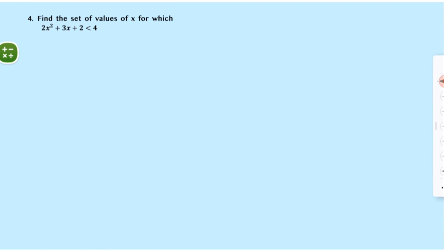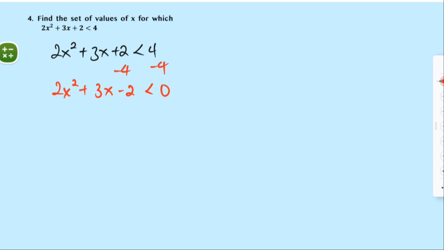Question number 4. Find the set of values of x for which 2x squared plus 3x plus 2 is less than 4. Okay, that's a quadratic inequality. That's why it even says set of values. So we're just going to work this out as normal. Let me write this down first. Start by subtracting 4 on both sides to isolate this. So we have 2x squared plus 3x plus 2 minus 4, which is negative 2, less than 0.